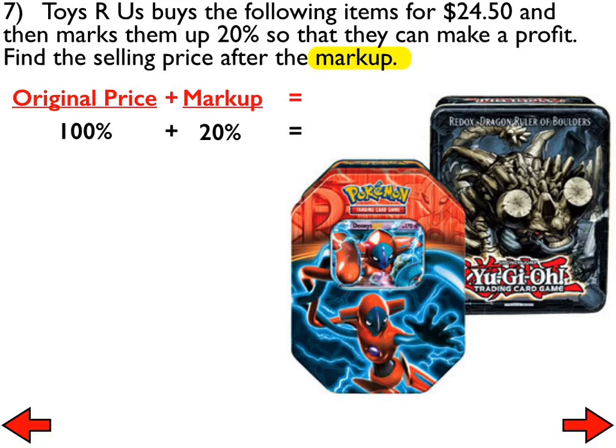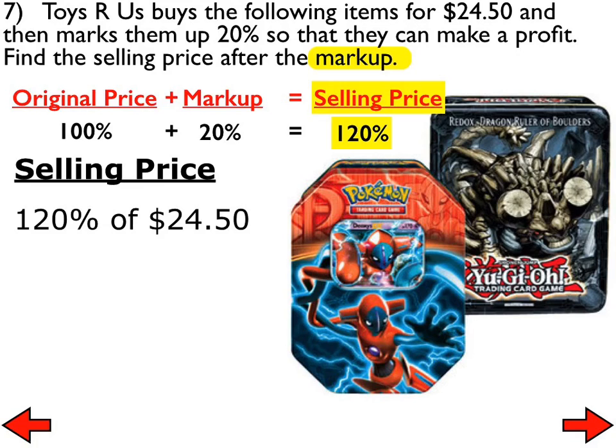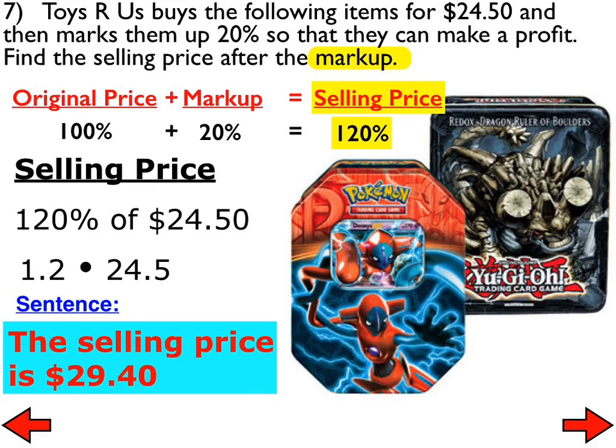To do this either with a proportion or the fastest way, which is finding 120% of $24.50. If you use the proportion, it would be 120 over 100 equals X over 24.5. But regardless of the method, the selling price is $29.40. Any questions with number 7?